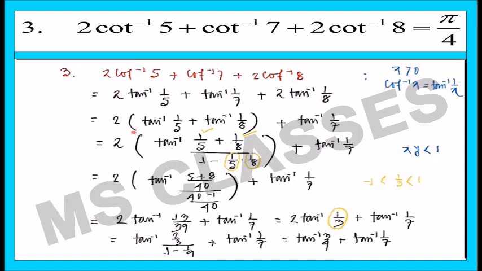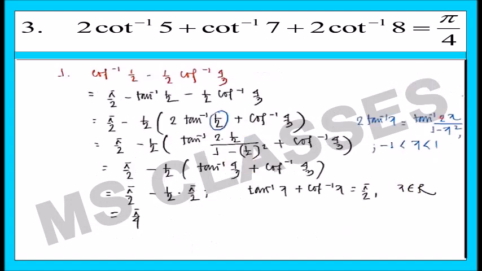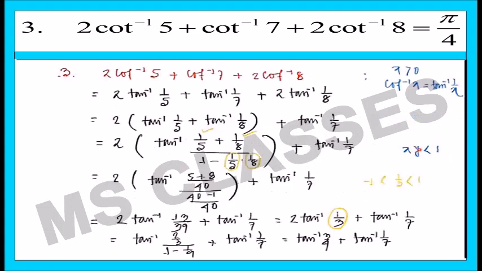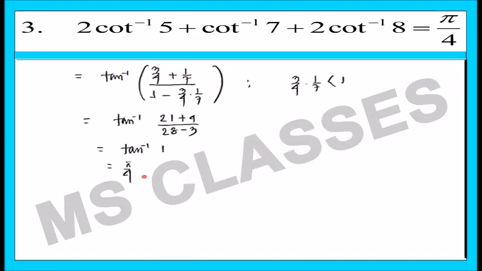These two have been taken together. Tan inverse of 1 by 7 is separate. Now 2 tan inverse of 1 by 5 plus 1 by 8 by 1 minus this one. Here x is less than 1, so we have applied the formula. Simplify. After simplification, again the 2 tan inverse of x formula. We can apply this formula here because x is less than 1. And then tan inverse of 3 by 4 plus tan inverse of 1 by 7. Again, we have applied the formula. We got the answer.